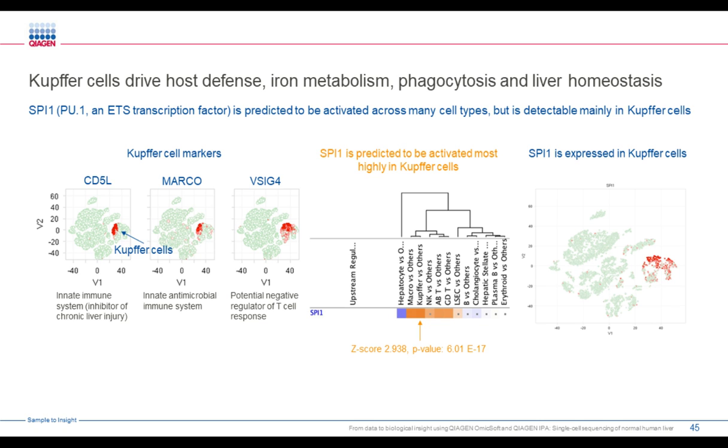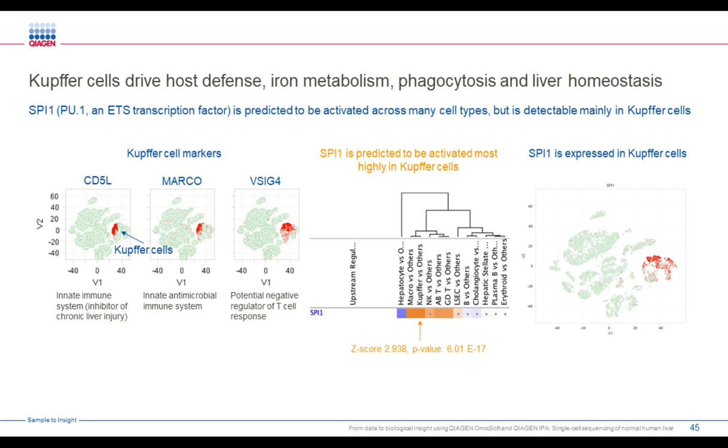Let's analyze the Kupffer cells. We know they drive host defense, iron metabolism, and phagocytosis, as well as many other functions in the liver. On the left, three scatter color views are showing the Kupffer cell markers that have been identified in the paper as well: CD5L, MARCO, VSIG4. All of these markers have a role in immune functions.